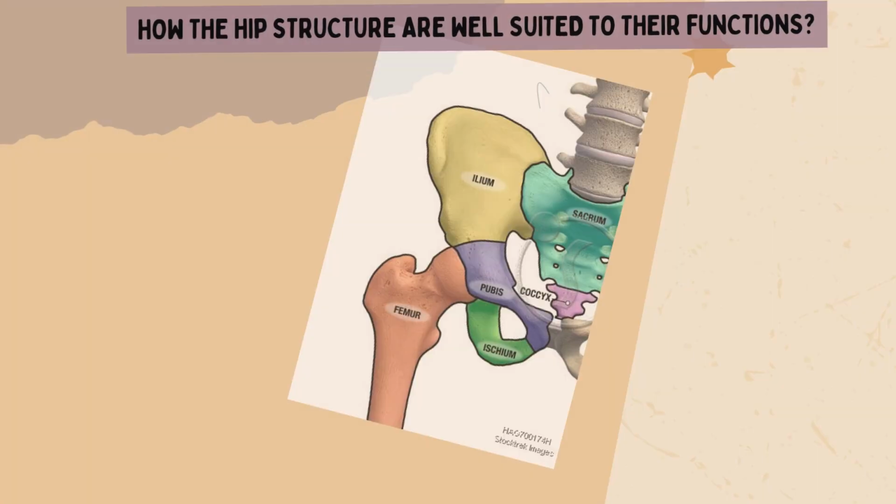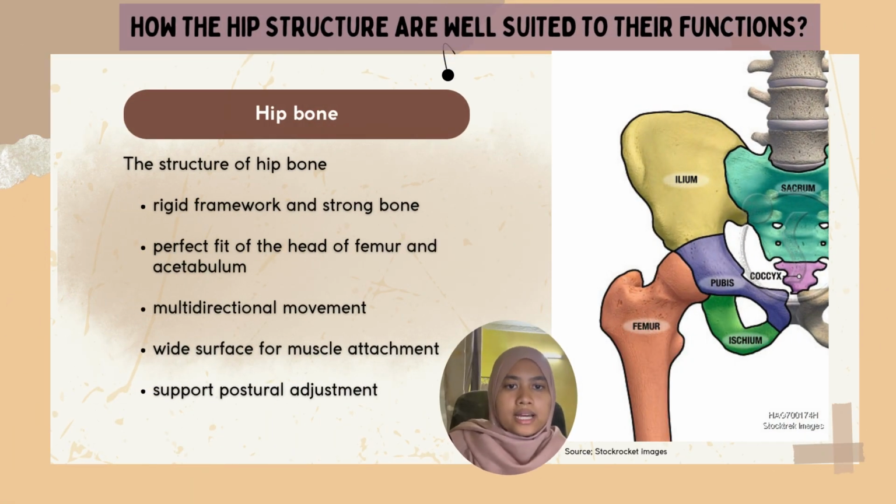Okay, now we will be moving on to how the structure of the hip is well suited to its functions. The first one that we have is the hip bone. The hip bone is a rigid and strong framework. It provides the foundation for stability and weight bearing. Its durable structure ensures that the body remains upright and balanced, absorbing force effectively during everyday movements such as standing, walking, or running. The hip bone supports efficient motion while minimizing stress on the lower limbs.